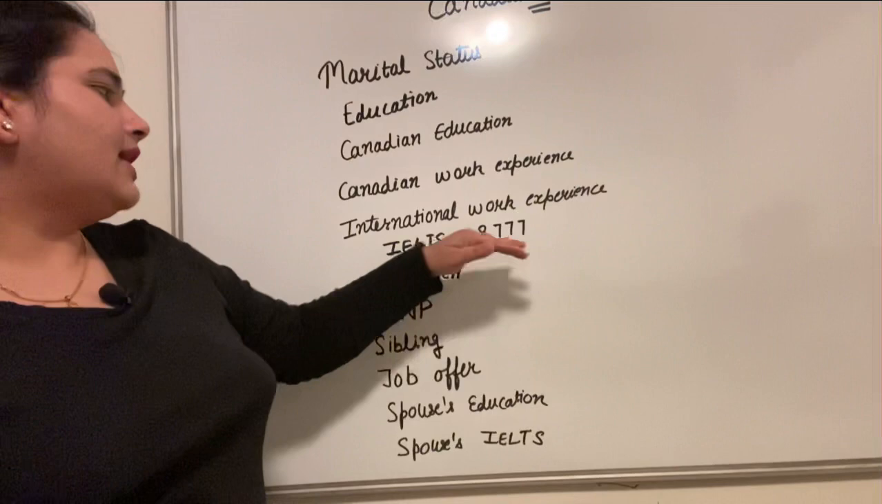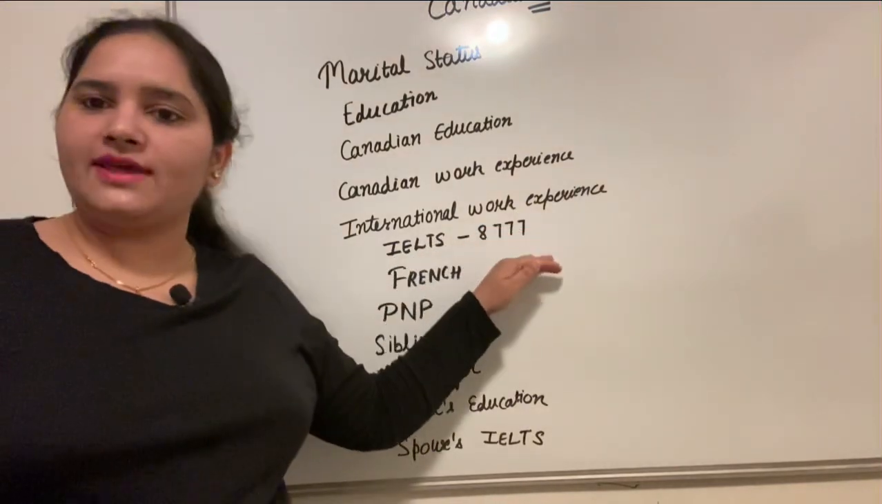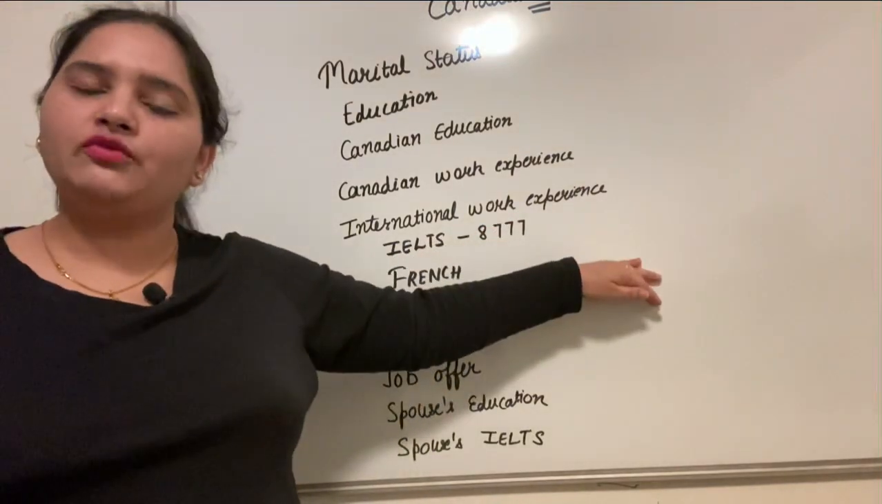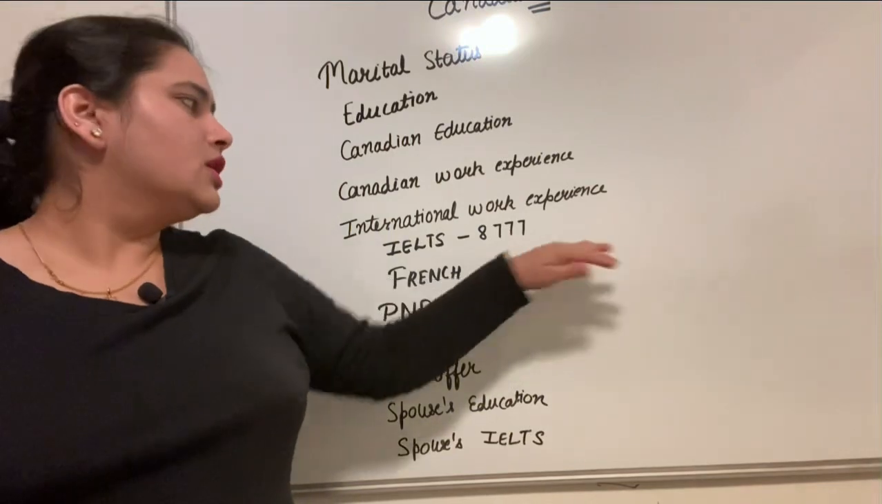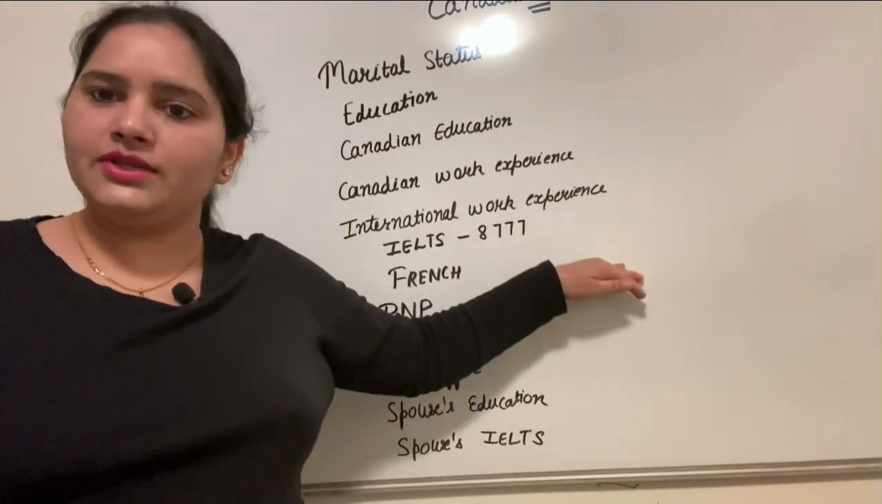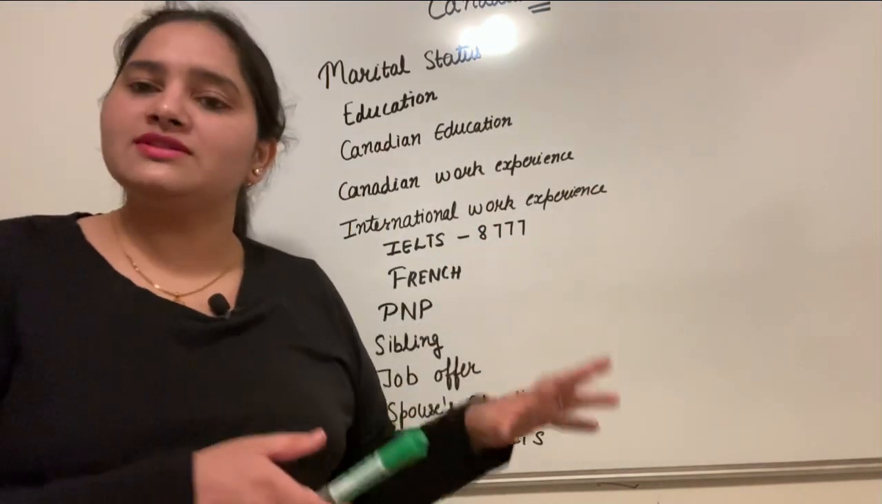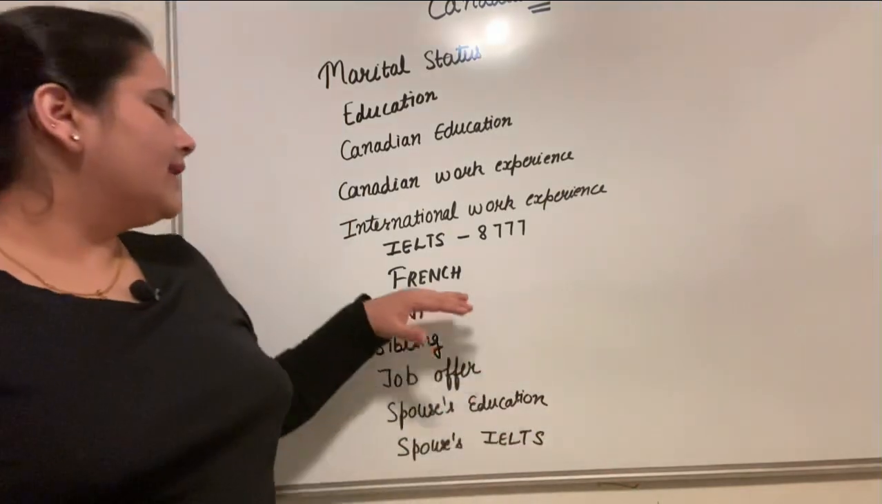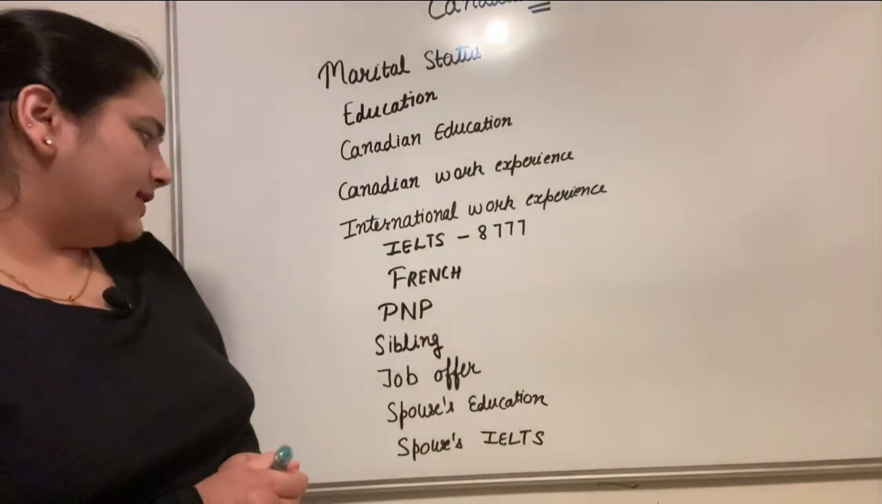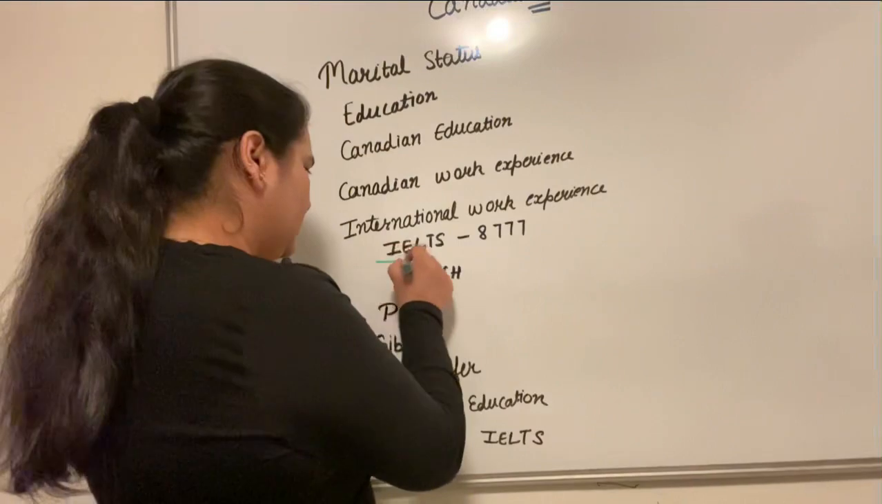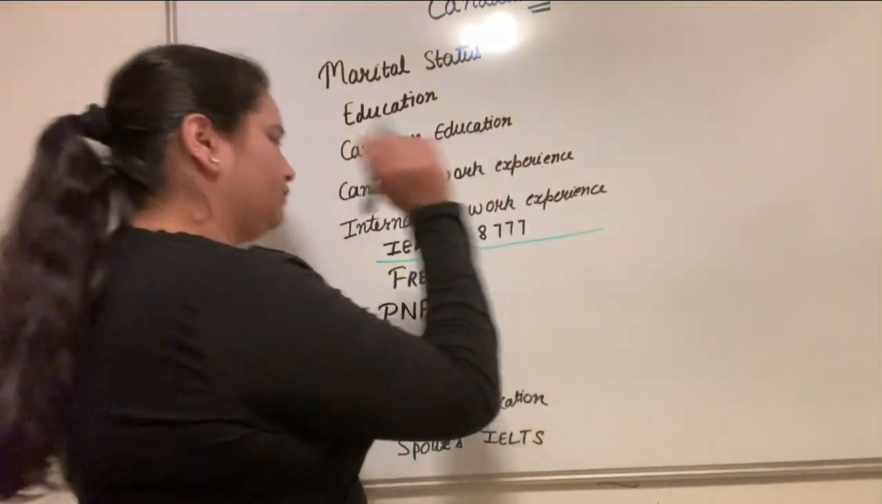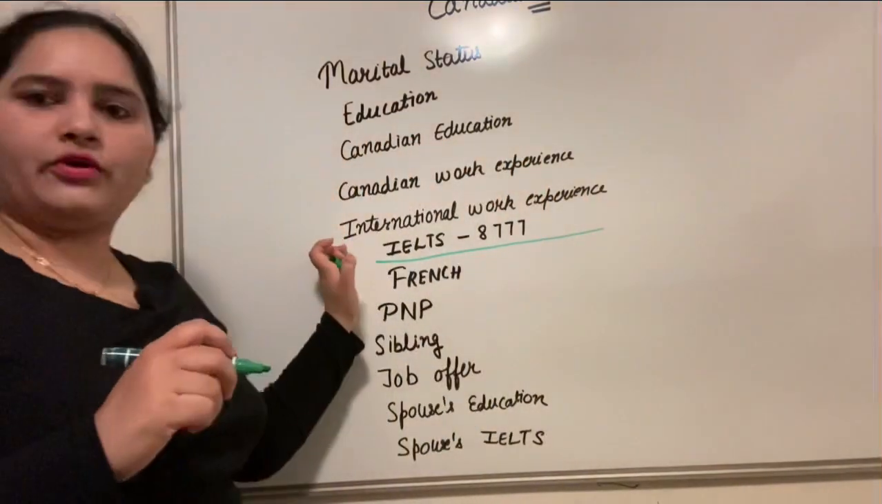Okay, then is IELTS. The basic is 8,777. If you score more than that, you will get benefited for that as well. So try to get more than 8,777 so that you can be on the safer side. Okay, then we have French. This is something everyone has to do till all these points.